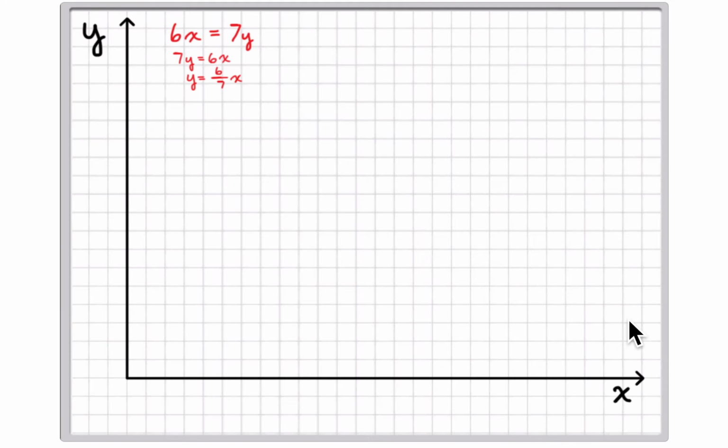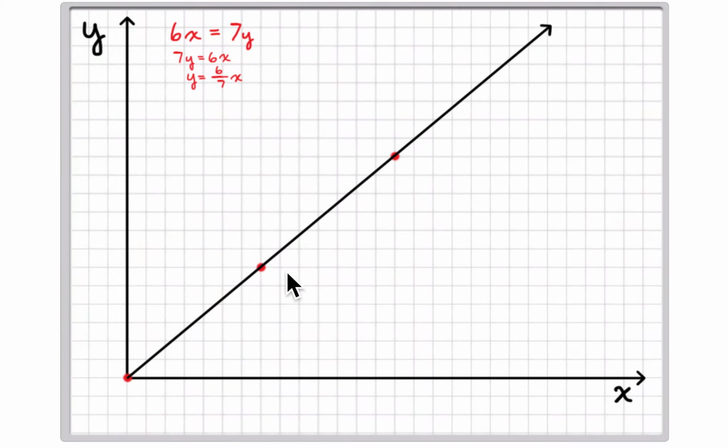Let's look at this. This equation defines a line. If I want to draw that line, I'm going to rewrite this equation in slope-intercept form, the form where you know what the slope is and you know what the y-intercept is. The y-intercept in this case is 0 because this is a proportional relationship, and the slope is 6/7. So every 7 units along the x-axis, you go up 6 units along the y-axis.